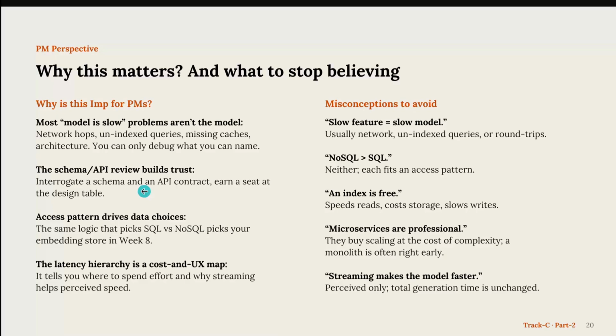That's very important, because without understanding these, we cannot go and talk to the engineering team or design team. We need to understand access patterns, which drive data choices: how you're going to access the data, put the data, take the data out, what kind of queries you're going to run, how the data is related to each other, what kind of idempotency you need, and whether you need faster reads or faster writes. All that will decide your database choice. The latency hierarchy is a cost and UX map. How? Because it will tell you where to spend effort and why streaming helps perceived speed.